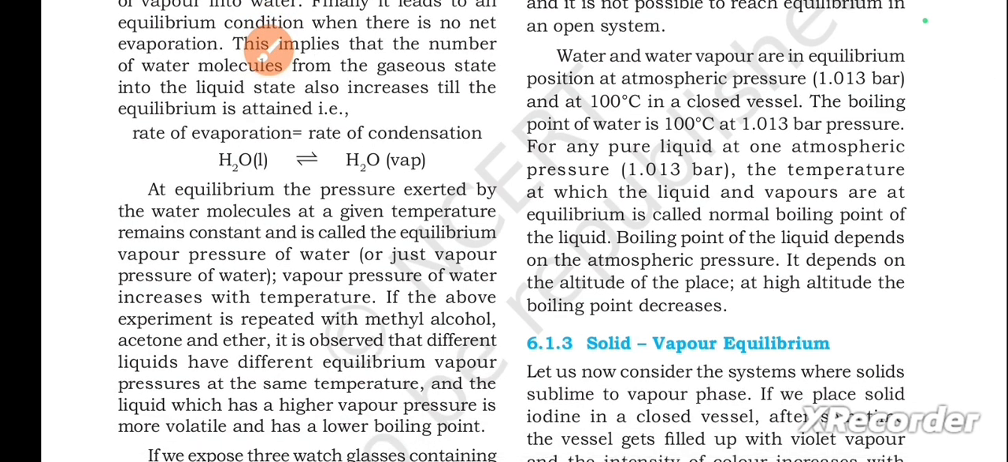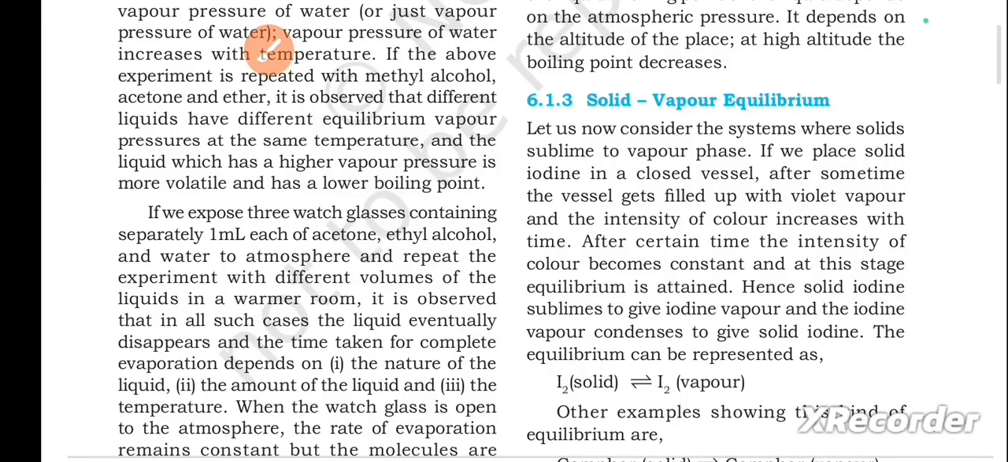Water and water vapor are in equilibrium at atmospheric pressure and at 100 degrees centigrade in a closed vessel. The boiling point of water is 100 degrees centigrade at 1.013 bar pressure. For any pure liquid at 1 atmospheric pressure, the temperature at which the liquid and vapors are at equilibrium is called the normal boiling point of the liquid. Boiling point of the liquid depends on the atmospheric pressure. It depends on the altitude of the place. At high altitude, the boiling point decreases.